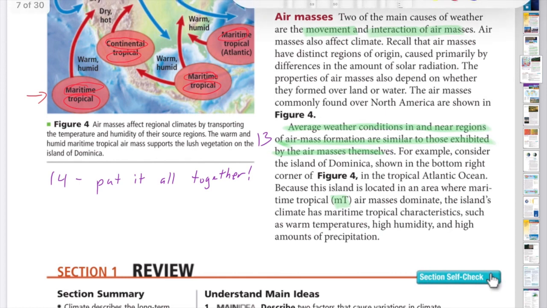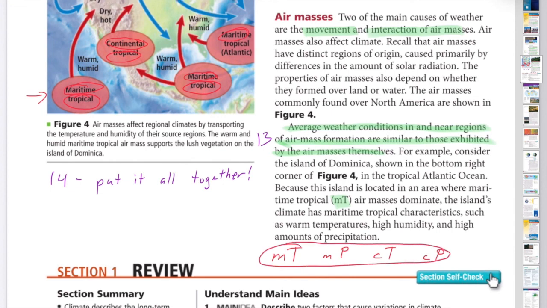Okay, so I guess I should go ahead and do this real quick. You can have maritime tropical, you can have maritime polar, you can have continental tropical, you have continental polar, and then we also have Arctic and things like that. But these are the four main types of air masses.